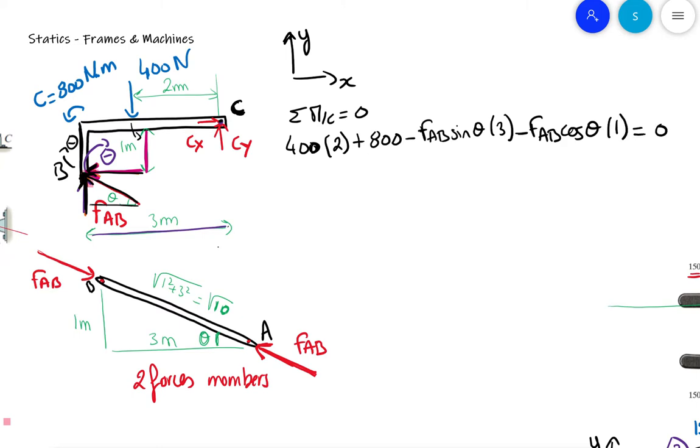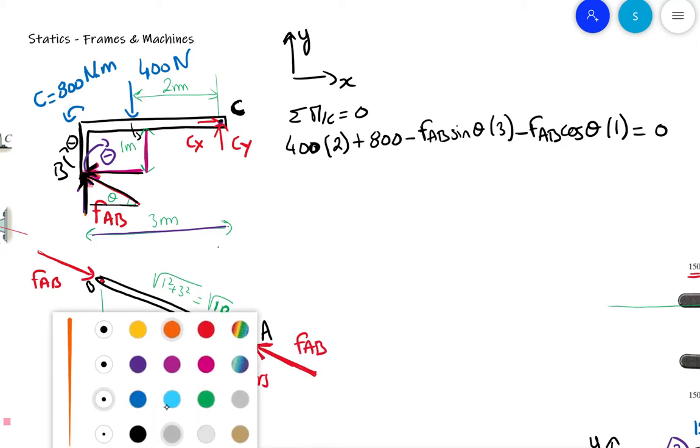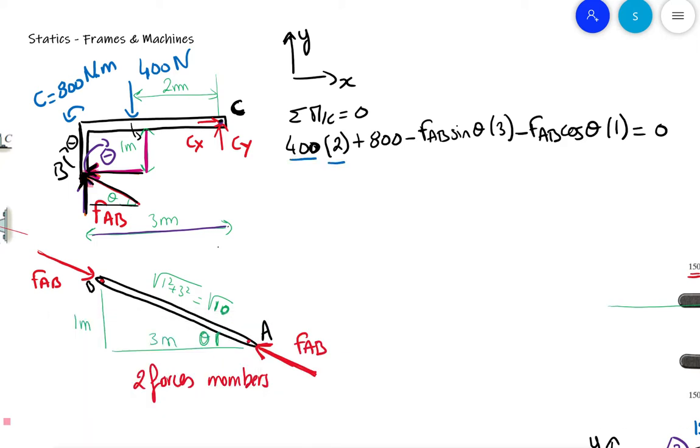Okay, so let me repeat. This 400 times 2 is this one, and that's rotating in the positive direction. This 800 is this one, and again rotating in the positive direction. This FAB sine theta is this vertical component, and this 3 is the distance. And this FAB cosine theta is the horizontal component there, times this distance 1.